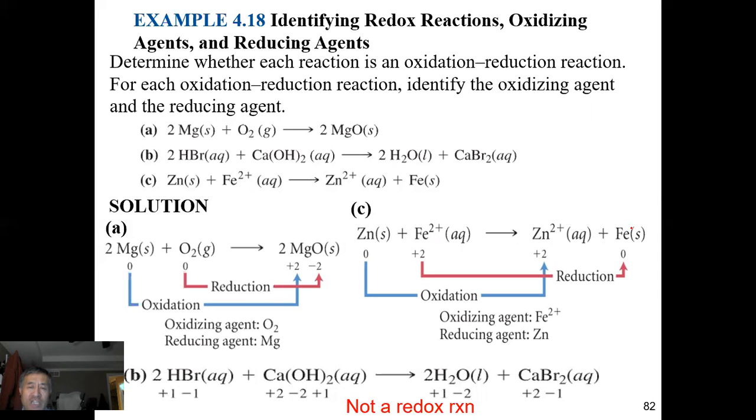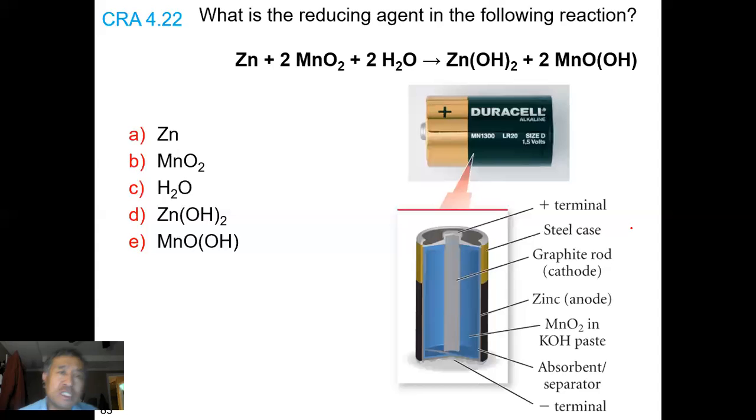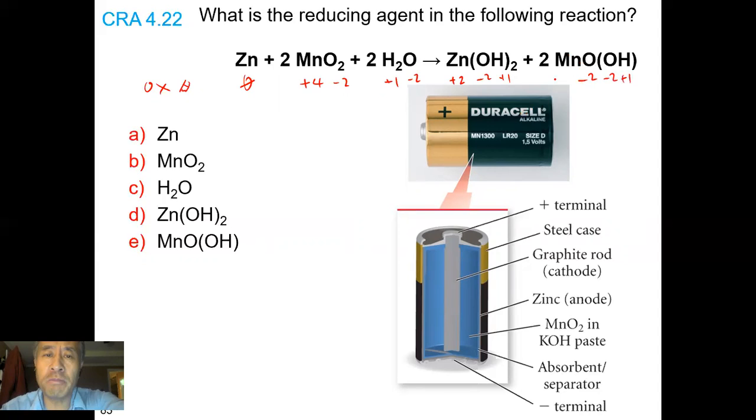So this is CRA 4.22: what is the reducing agent in the following reaction? If you assign the numbers for those atoms, you will say this is 0, as the oxidation number for each one atom. And then this is +4, this is -2, this is +1, so -2. Then here you have +2 and -2, +1. So all together, this is -2, -2, +1, so then this is +3.